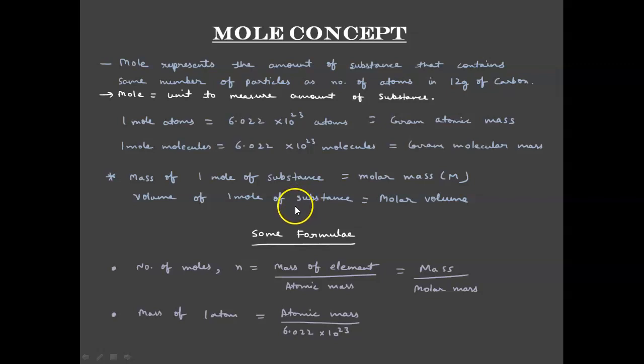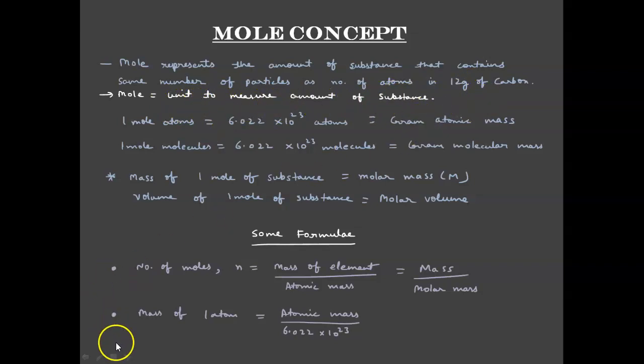Here we have our next topic, mole concept. So what is mole? Mole represents the amount of substance that contains the same number of particles as the number of atoms in 12 gram of carbon. That is equal to the Avogadro number, 6.022 into 10 to the power 23. So basically it is a unit to measure the amount of substance.